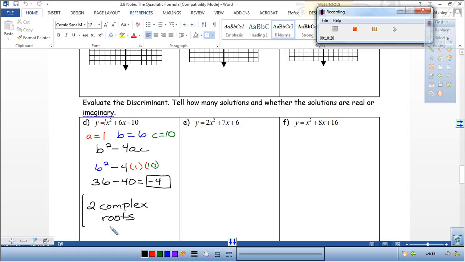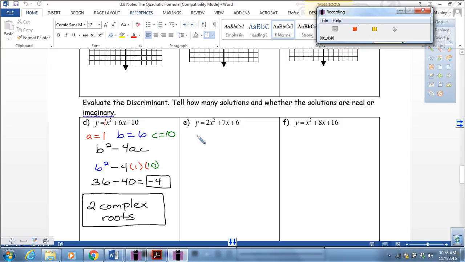That means my graph will never cross the x-axis. Any questions over that? Okay, next one. Everyone does E and F on their own. Try them on their own.